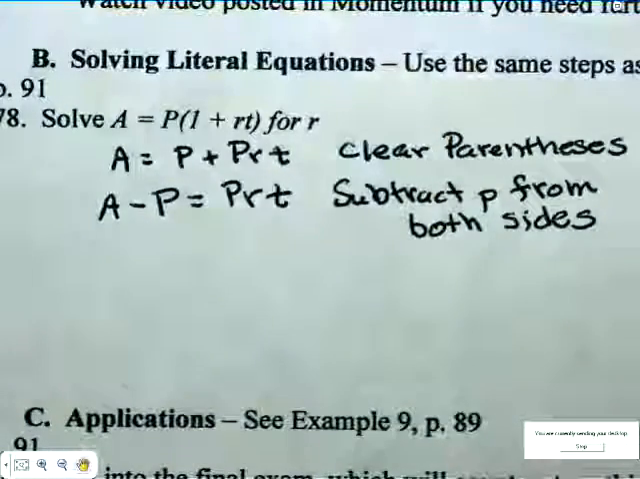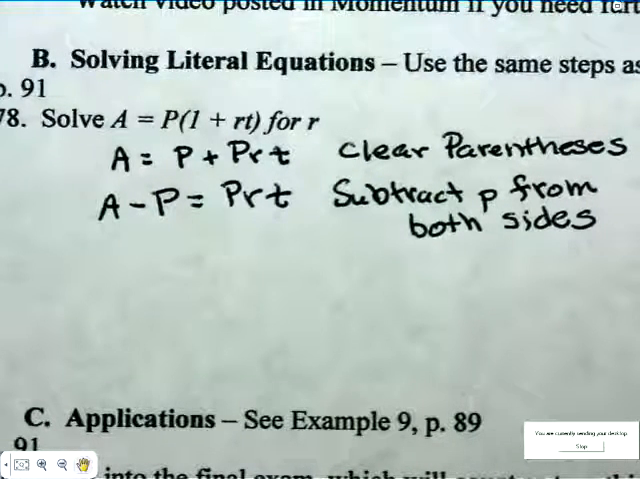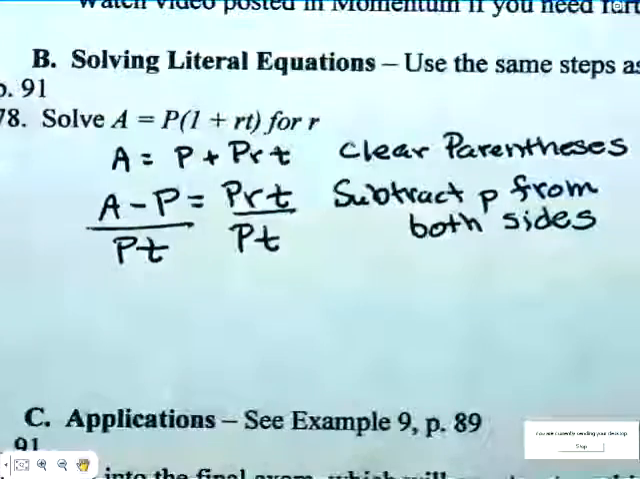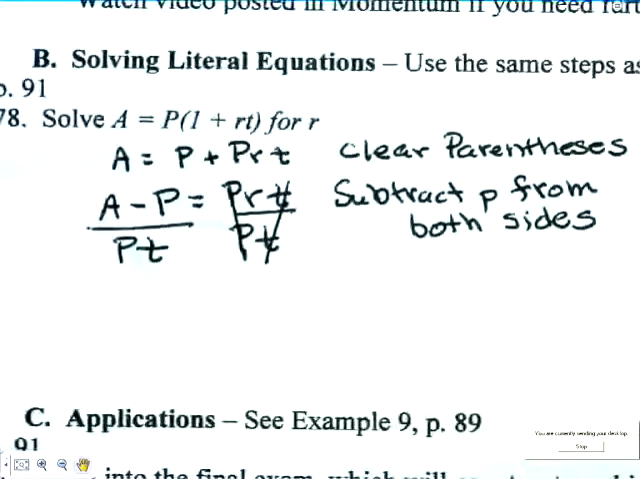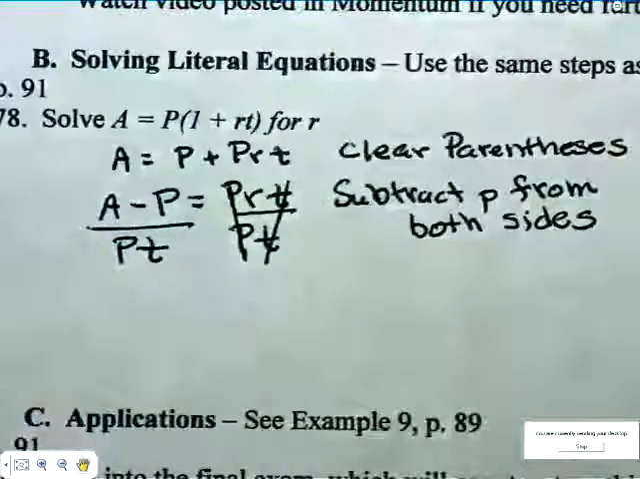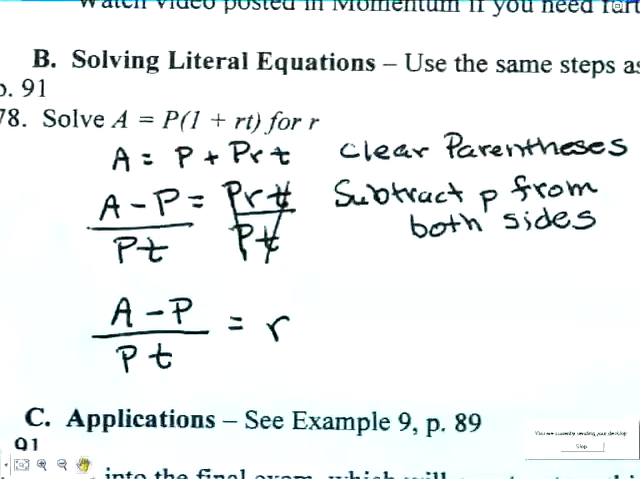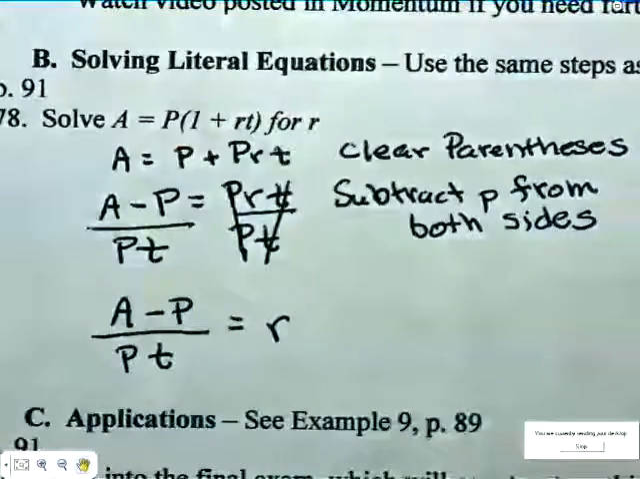But I don't yet have the R completely by itself. To have it completely by itself, I'd have to do what? Yeah, the P, the R, and the T are held together by multiplication, and to unmultiply, you have to divide. So just divide by the stuff you don't want with the R. You may not even write that step down. You may do that canceling in your head. But A minus P over PT is what you would type into Excel if you needed a formula for the rate.